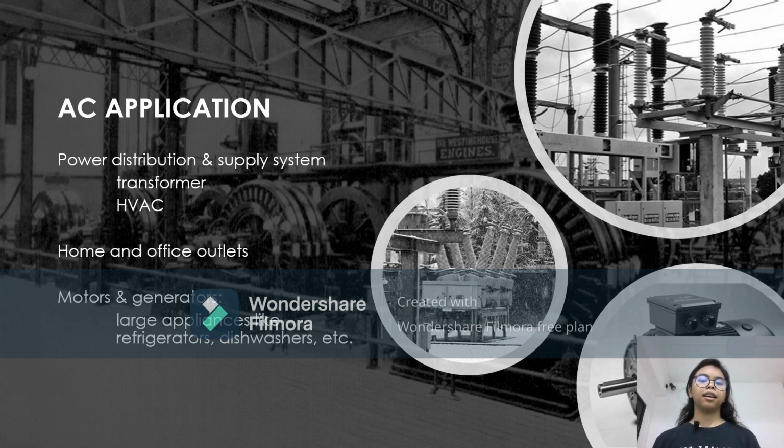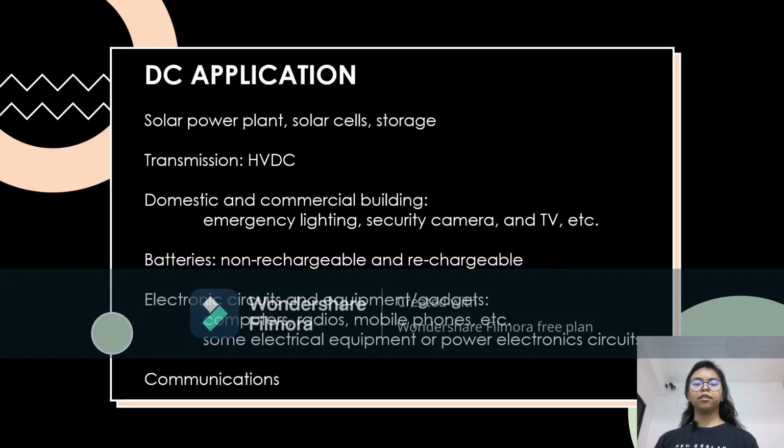It is for this reason that high voltages are used for power transmission and then reduced to a relatively safe level for use with domestic and commercial properties. Because generating and transporting AC across long distances is relatively easy, home and office outlets almost always use AC. Now for the DC application.